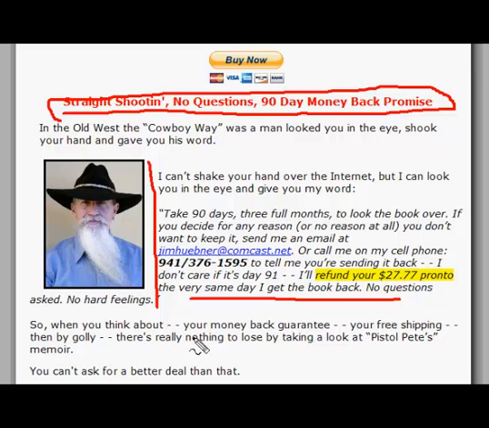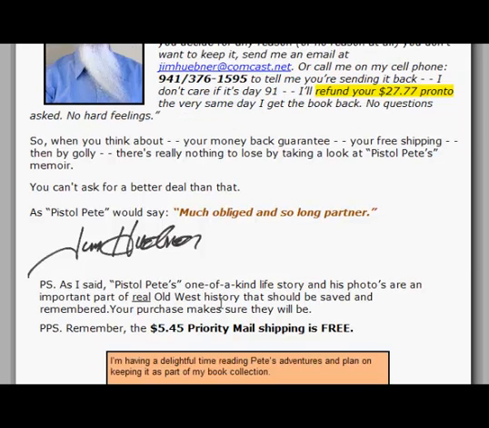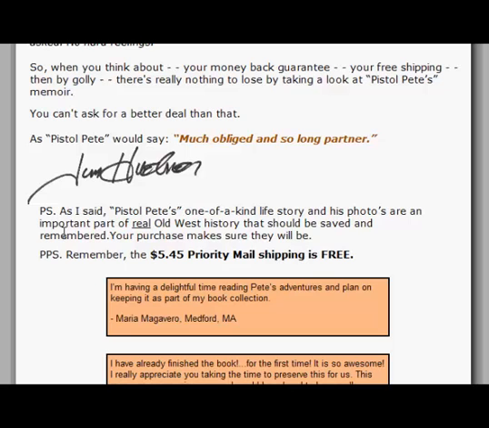So when you think about your money back guarantee, your free shipping, then by golly, very good here. There's really nothing to lose by taking a look at Pistol Pete's memoir. Very good close here. You can't ask for a better deal than that. As Pistol Pete would say, much obliged and so long, partner. Good. Okay, let's look at the PS. A very good close here.